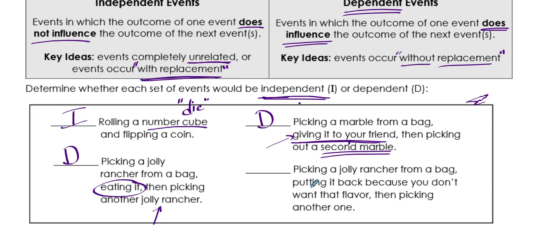Pick out a Jolly Rancher from a bag, put it back because you don't like that flavor, and then pick another one. By putting it back in, we're resetting the bag. So that means the second one is not influenced by the first one. Let's say we got a blue one in the first one. We have the exact same probability of getting a blue one here because we put that first blue one back in. Those are independent of each other.